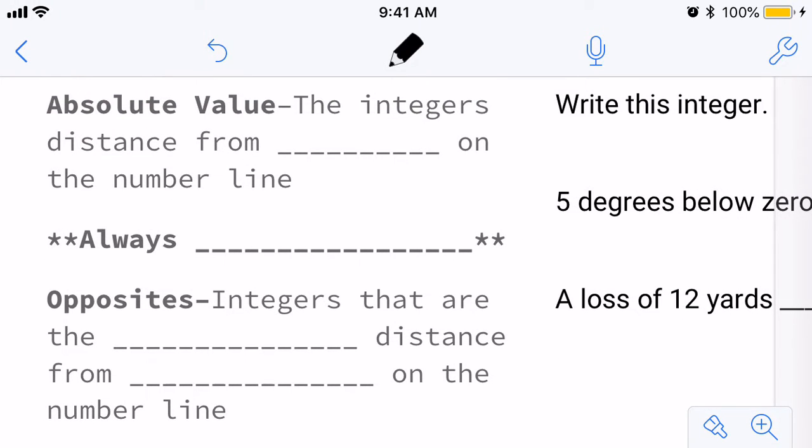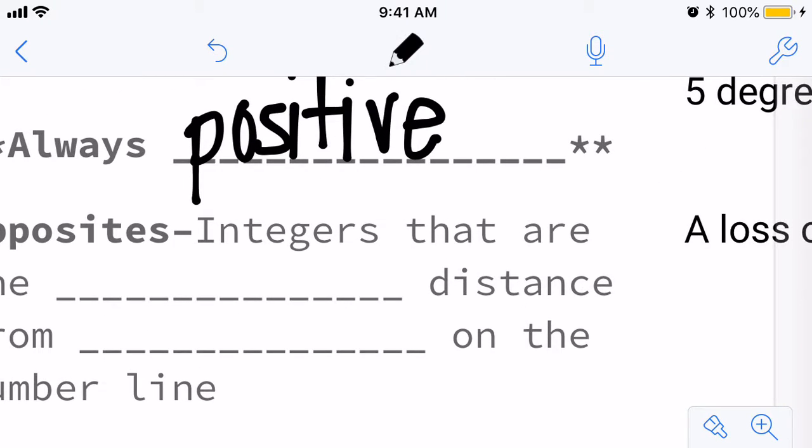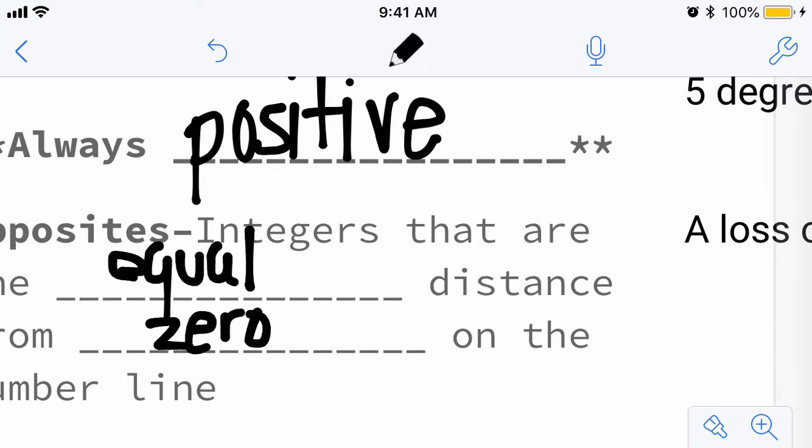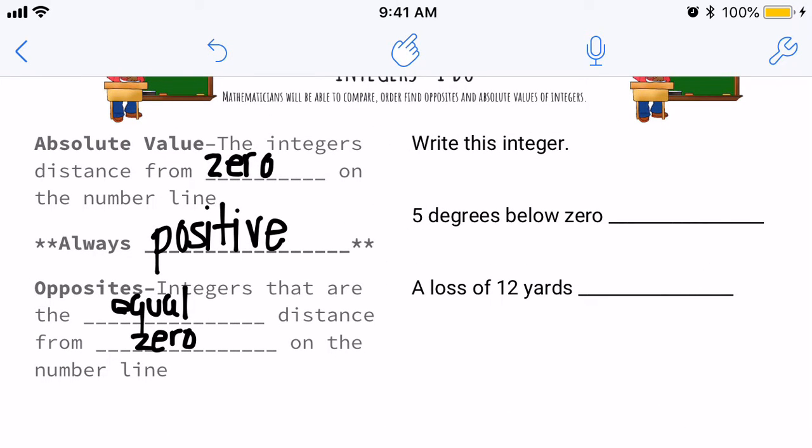Absolute value is the integer's distance from 0 on the number line. This value is always positive. So keep in mind, you should be filling these in as I'm showing them on the screen. The next thing is opposites. Integers that are the equal distance from 0 on the number line are considered opposites. So I'm talking for negative 4 or 1 and negative 1. 0 cannot be an opposite by itself because it's directly in the center of the number line.